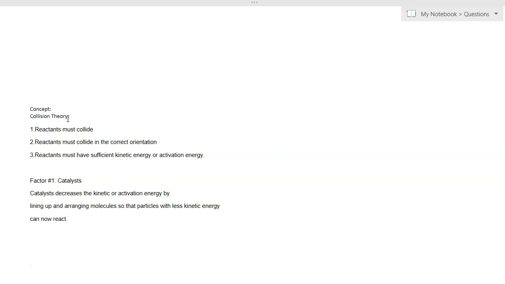First of all, the collision theory states that in order for a chemical reaction to occur, three conditions need to be met. First, reactants must collide. Then, reactants must collide in the correct orientation. And thirdly, reactants must have sufficient kinetic energy or activation energy.